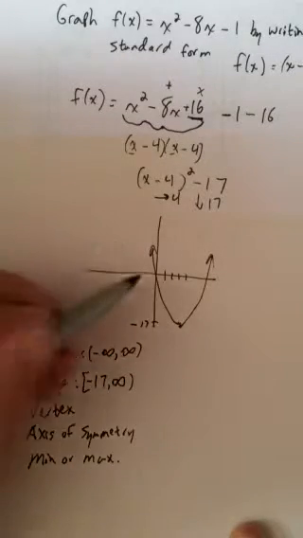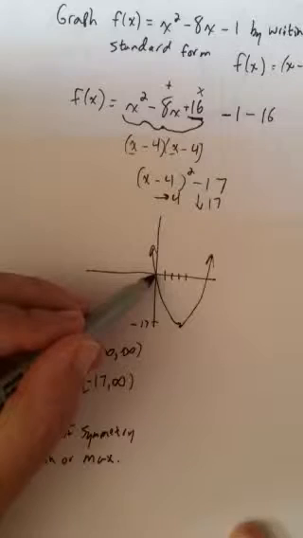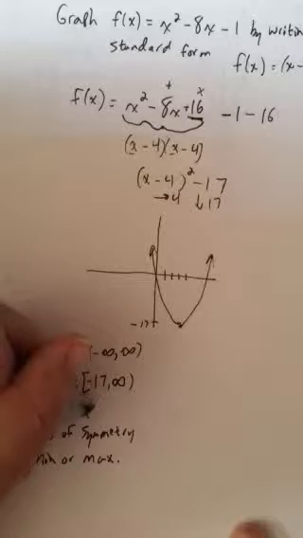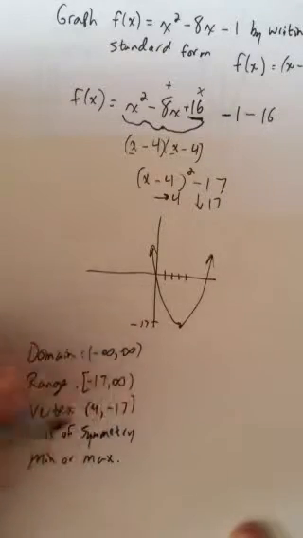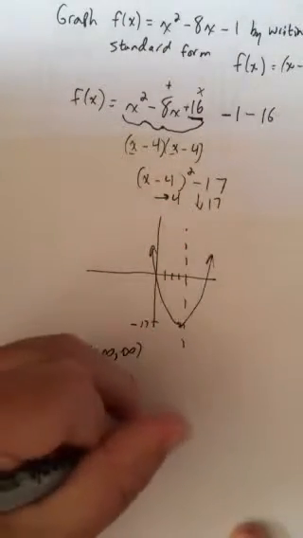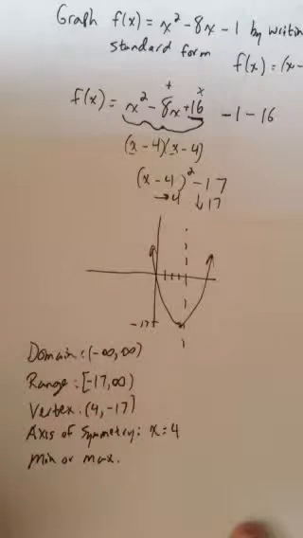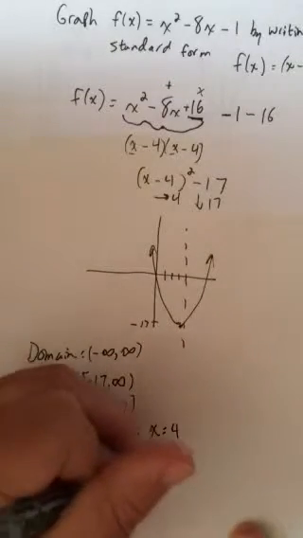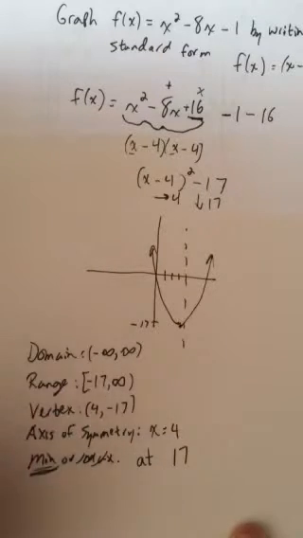My vertex, let's see, instead of 0, 0, it moved from that 0, 0, right 4, down 17. So my vertex should be 4, negative 17. My axis of symmetry is the line where it's symmetrical. So it'd be going straight through 4, and all vertical lines are x equals, so x equals 4. And this looks like it has a min. So it has a min at my y value. It's just a min value. So a min at negative 17. So I would just write min at negative 17.